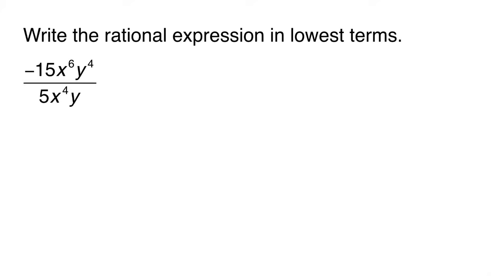Write the rational expression in lowest terms. Negative 15 times x to the 6th times y to the 4th, all divided by 5x to the 4th times y. To write in lowest terms, we'll factor the numerator and the denominator.